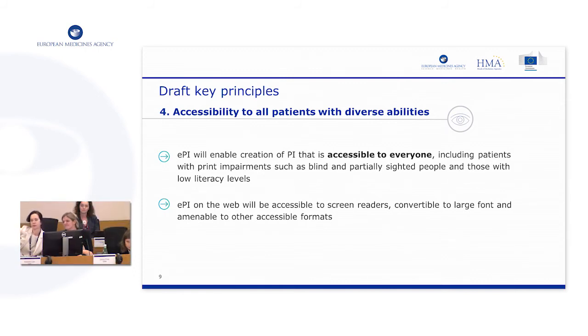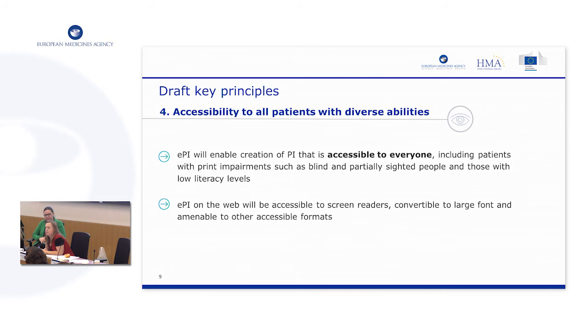Just a comment to what you said. There is one important difference. Due to the legislation, it's up to the company to provide accessible formats. And as I interpret this key principle, now the agency could provide that format. So for me, it's important to keep this.